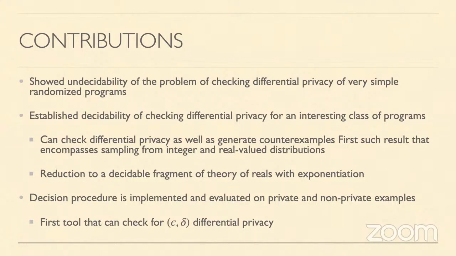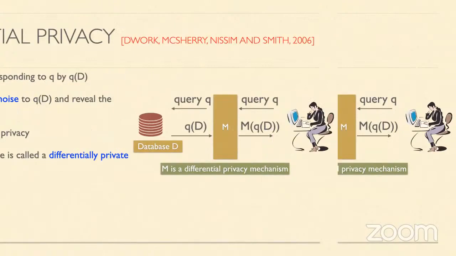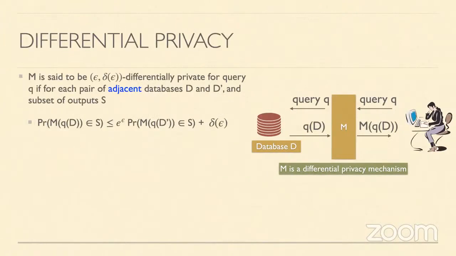One advantage of our tool is that it can not only generate counterexamples, but it was also the first tool that could check for epsilon-delta differential privacy. If you go back here, there are two parameters, epsilon and delta. Most techniques for generating counterexamples or verifying differential privacy only work with epsilon. In our case, we could work with both epsilon and delta. So that's what.